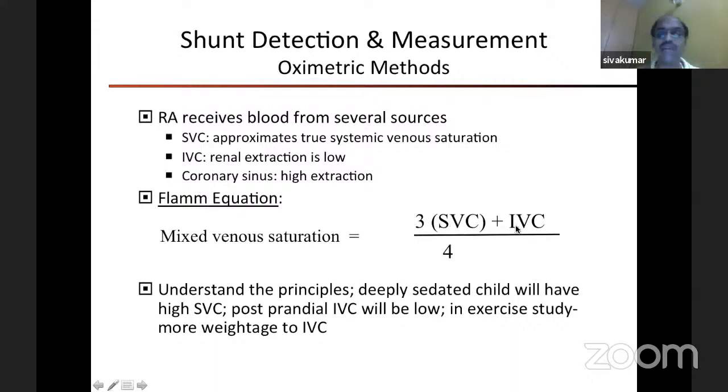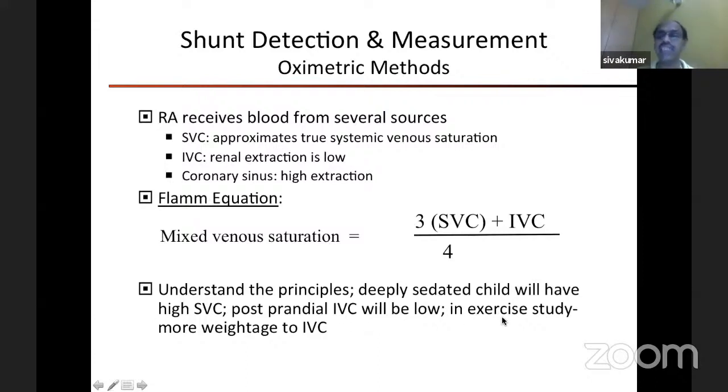So the Flamm formula uses 3 SVC plus 1 IVC by 4. We have to understand this formula very clearly. If you are deeply sedating a child, the child will have a very high SVC saturation because cerebral metabolism will be low. If you have a child who is postprandial, the intestinal metabolism will be high, and so the IVC saturation will be low.